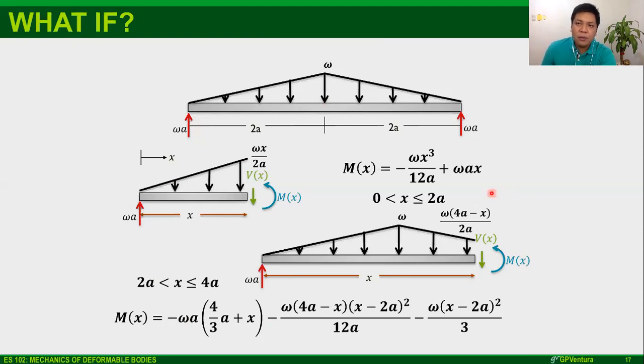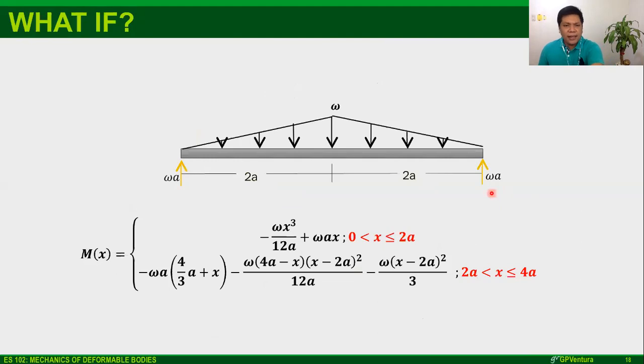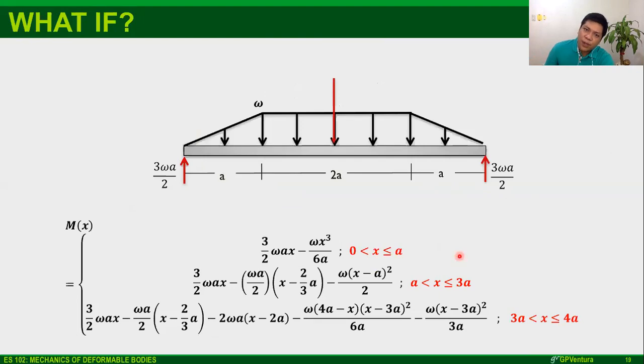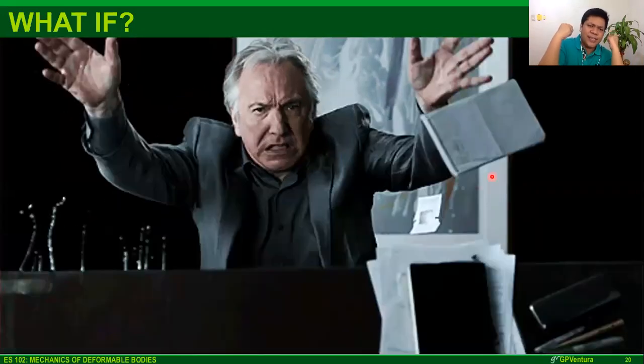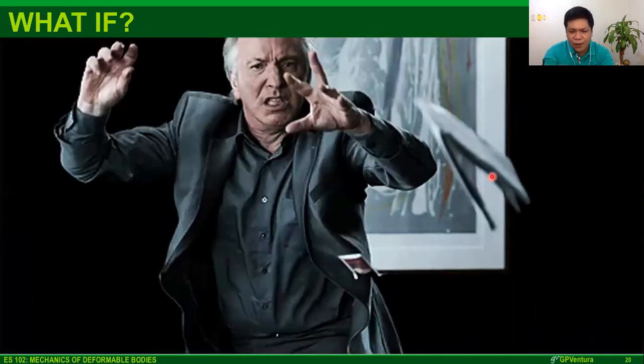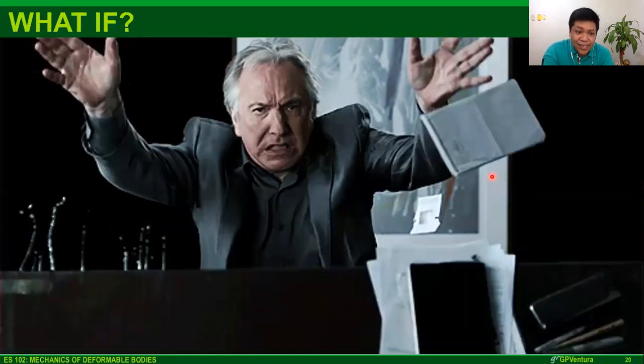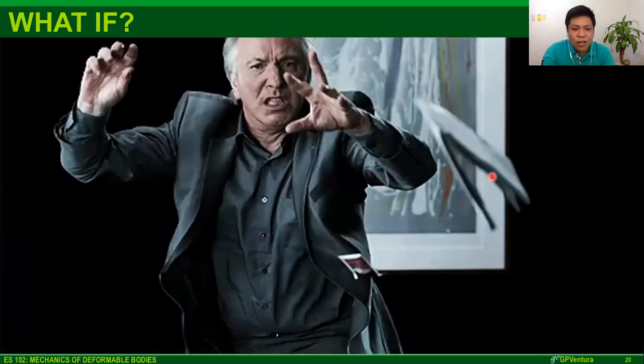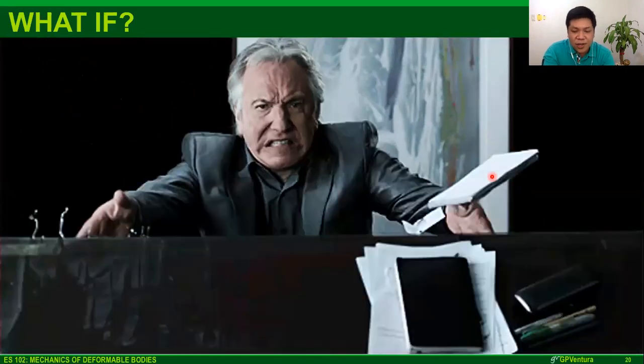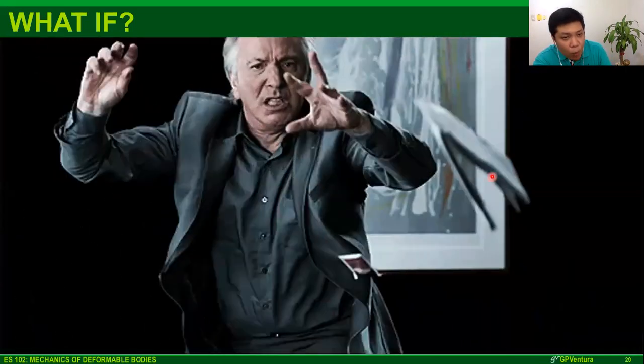So it's harder. Now what if we make it even harder? Imagine this is now the moment function. What if I have this type of load? Now it's different from 0 to A, different from A to 3A, and different from 3A up to 4A. So it's very difficult and time-consuming for us to do all of this. You would just want to flip the table if you see problems such as this. And it is very possible to have problems where moment functions are hard to find.